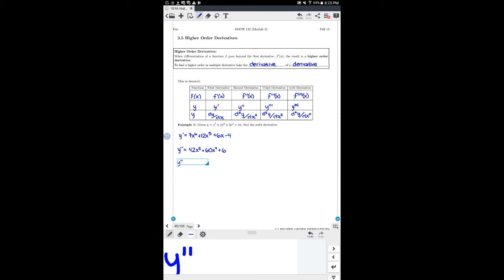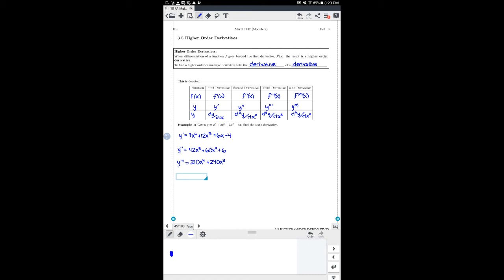I'm not done yet because I'm asked to go all the way to the 6th derivative, so I'm going to do y triple prime, the third derivative. 42 times 5 is 210, x to the 4th. 60 times 4 is 240, x cubed. Derivative of 6 is 0. So we're done with our third derivative.